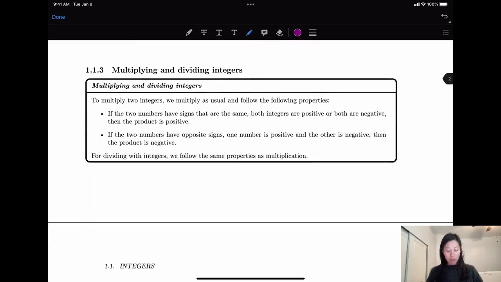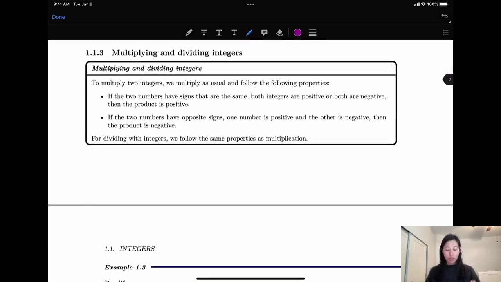Okay, what about multiplying? To multiply two integers, we multiply as usual and follow the property. If the two numbers have the same sign, both positive or both negative, then the product is positive. If the two numbers have opposite signs, which means one is positive and the other is negative, then the product is negative.